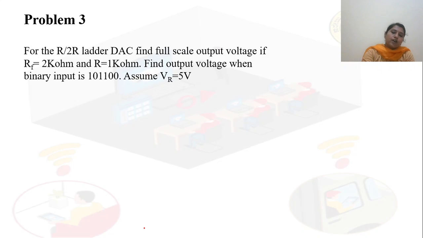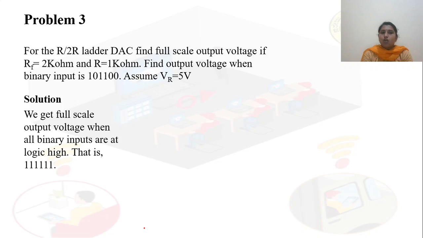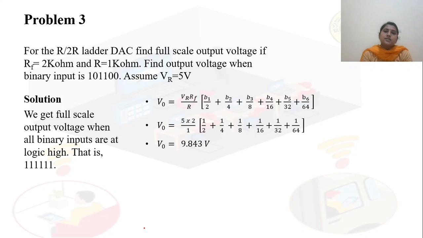So for that we have to use the formula. Vout is equal to VR into RF divided by R, B1 by 2 plus B2 by 4 plus B3 by 8 plus B4 by 16, B5 by 32 plus B6 by 64. Because this DAC is 6 bit. The DAC has 6 digital inputs.